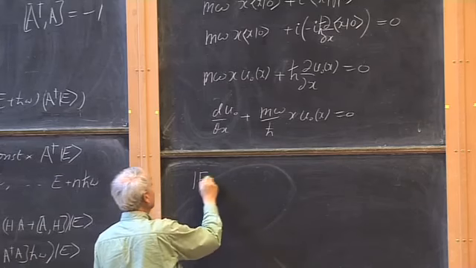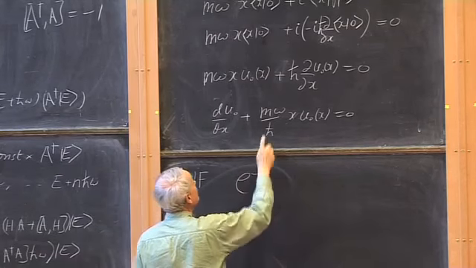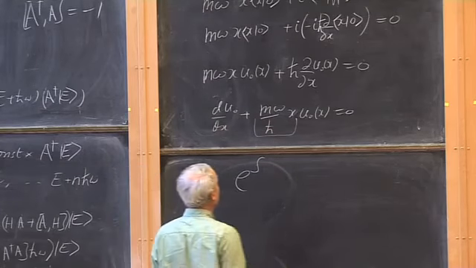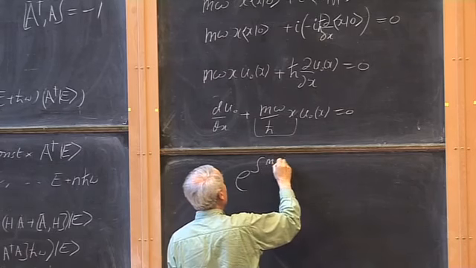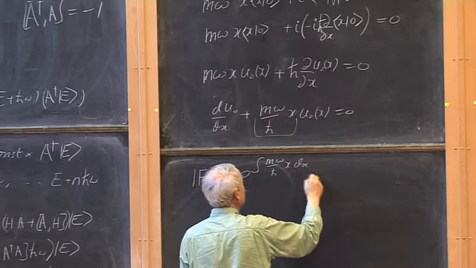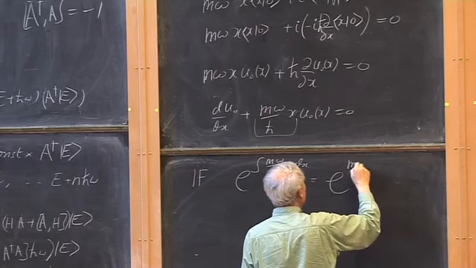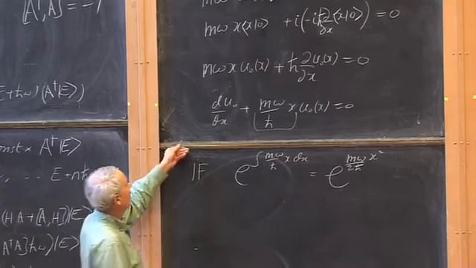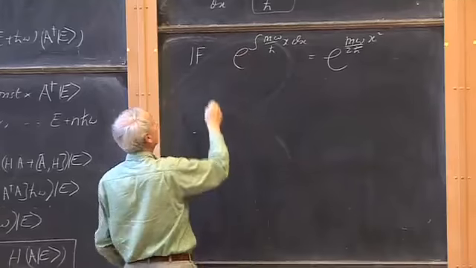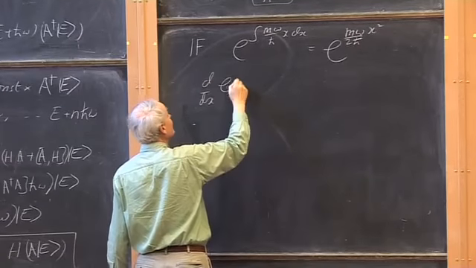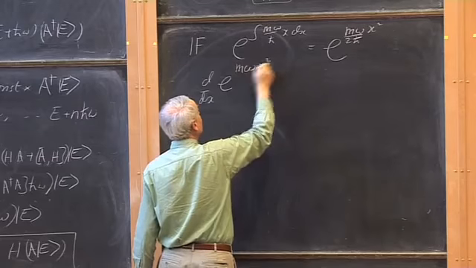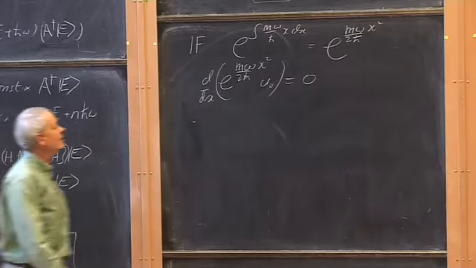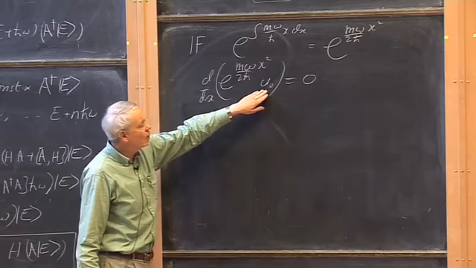It has an integrating factor, which is e to the integral of the coefficient of the constant term, the non-derivative term, e to the integral of m omega over h bar x dx, which is clearly e to the m omega x squared over 2 h bar. That's its integrating factor. If you multiply by the integrating factor, the equation says that d by dx of the integrating factor times u naught is equal to the right side, which happens to be 0. Ergo, this quantity here is a constant.